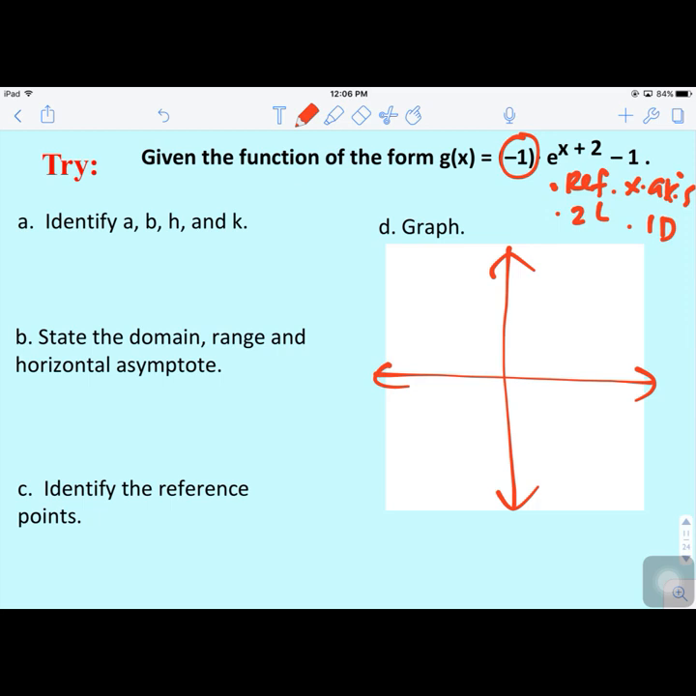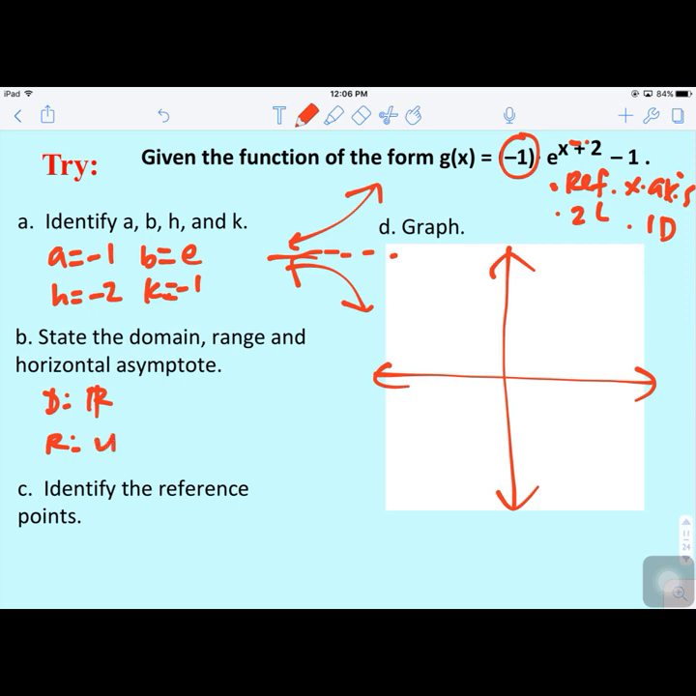And so identifying A is going to be -1. B is also e, the base. H equals -2. Again, it's a -2. And K equals -1. Next, stating the domain. Domain is still going to be all reals. And the range is going to be, because this is reflected, so from a growth, it's going to be reflected. It's going to be below the horizontal asymptote, which is y less than -1 in this case. And then the horizontal asymptote is going to be y equals -1.